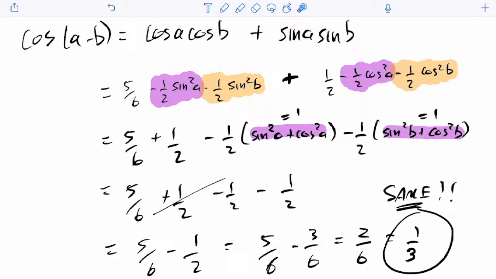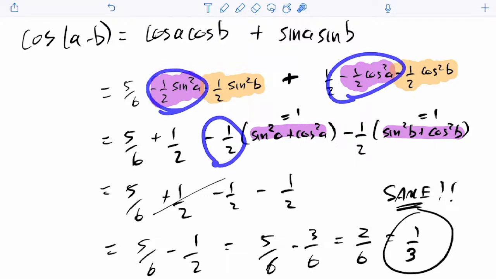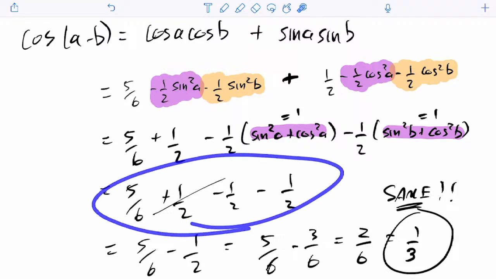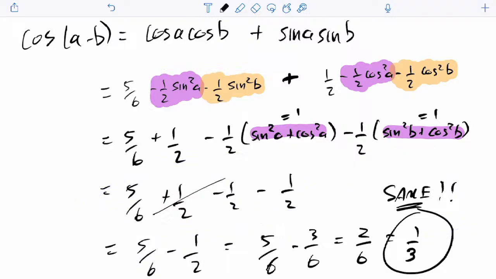So first of all, Yusria's question was, how did I factor? These two are the same. So I factor out the minus 1 half, and you get sine squared a plus cos squared a, which is 1. I did the same thing here. I factor out the minus a half, and then you get sine squared b plus cos squared b is 1. So they became 1. So you're just left with these values here, which all added up to be a third. That's how I got that one.